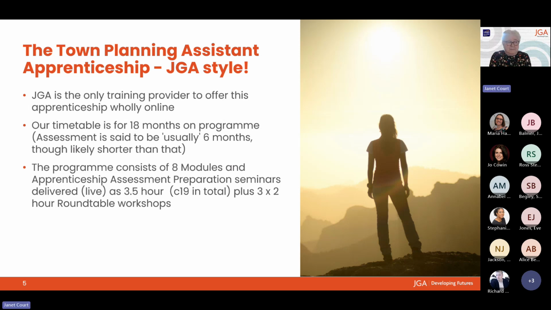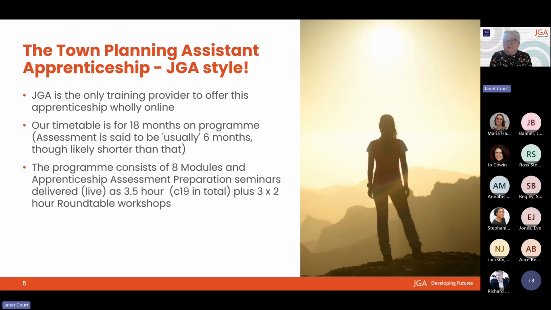And that's probably why we have, as JGA, a very high level of success across all our apprenticeships, and usually at distinction level in many of our other apprenticeships. So we prepare the learner and we help them just to feel prepared for their assessment.